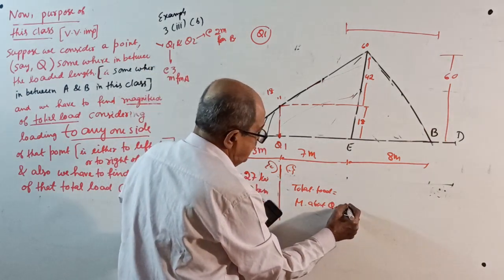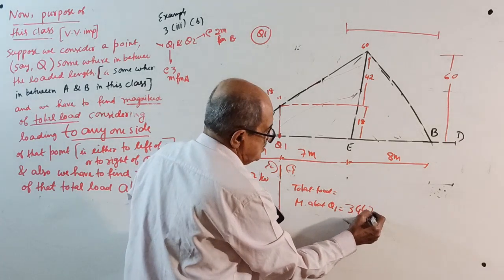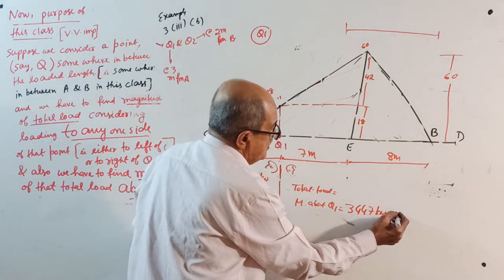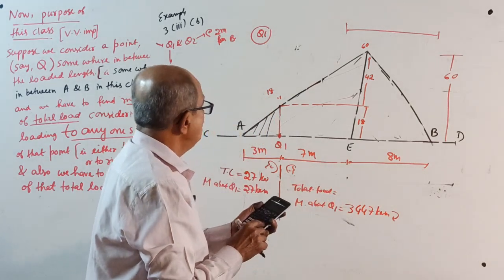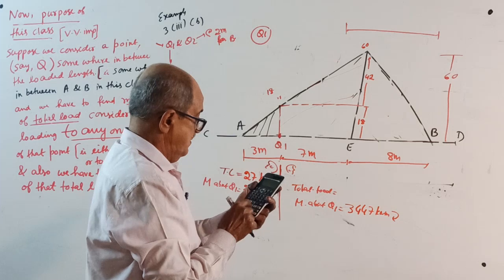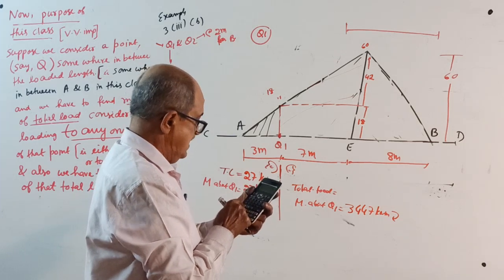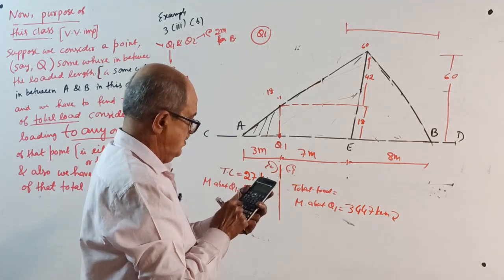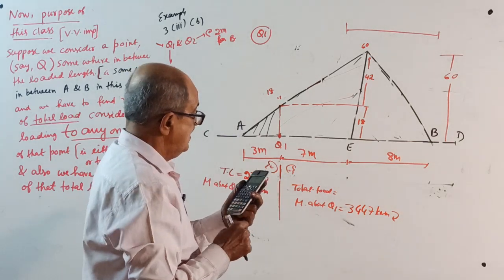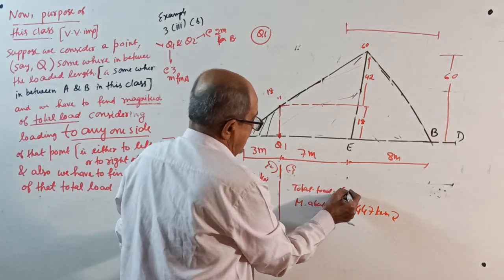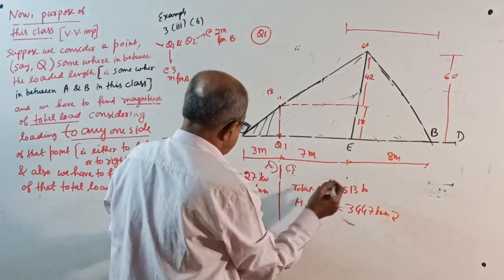Moment is 3447 kilonewton meter clockwise. Total load, I forgot now. Total load is (18 plus 60) divided by 2 into 7 plus half into 8 into 60, which is 513. I can apply a small check.